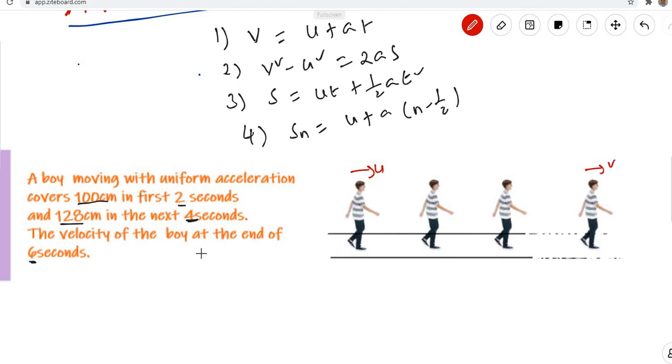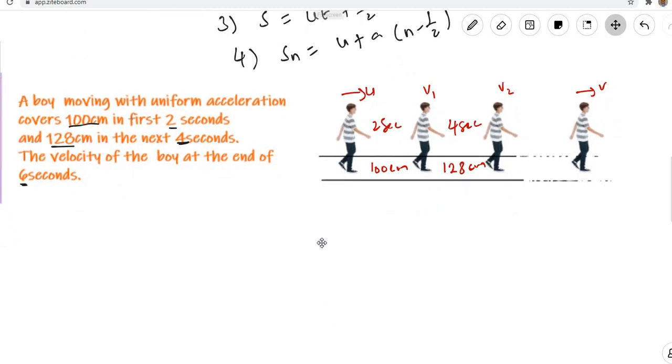Now it is given that he is covering 100 centimeters, and the time is 2 seconds. In another 4 seconds, this boy has covered a distance of 128 centimeters. Here he may have some velocity v1. Here his velocity is different, because as time changes, velocity also is different, even though the acceleration is constant. Now let us solve this problem.